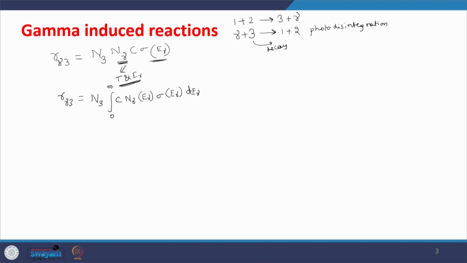Now, remember here the nucleus 3 is absorbing gamma, it is undergoing excitation, right, it is getting excited. During de-excitation, it is giving different products. So, there is a decay process happening here. When there is a decay process, the parameter to quantify is the decay constant. So, how do you write the expression for decay constant? Keeping in mind the reaction rate, it looks like this.